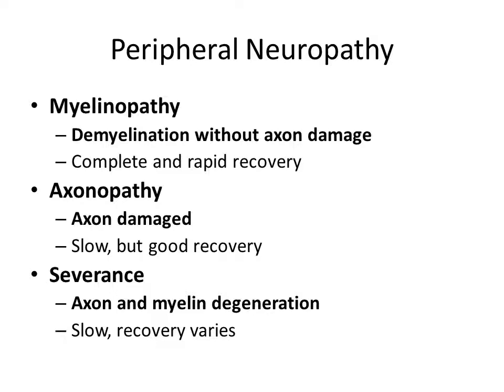We can then take the types of damage to the nerve and break that down further. Myelinopathy is where the axon is intact but you have demyelination. This usually resolves completely and quickly. Axonopathy, we've now damaged the axon itself. So again, looking at these words, just think about what they are telling you. They're a pathology of whatever the prefix is. So pathology of myelin. In this case, it's a pathology of the axon. So we have damage to the axon. So we typically will see good recovery, although it will be slow.